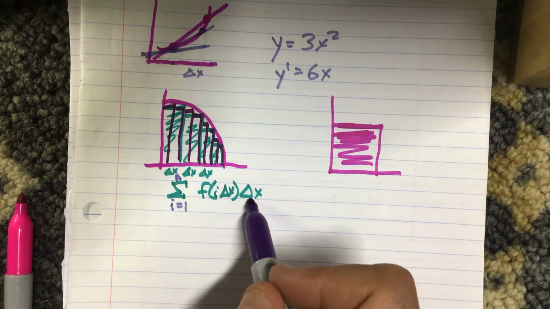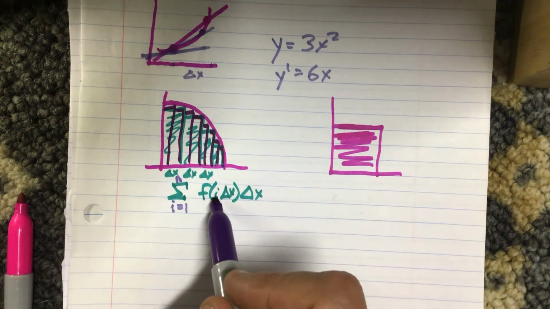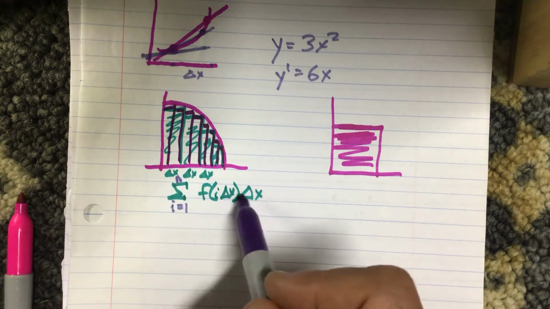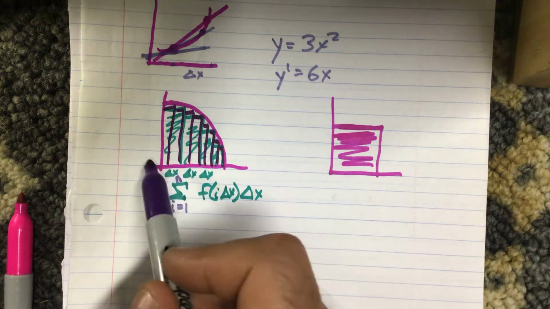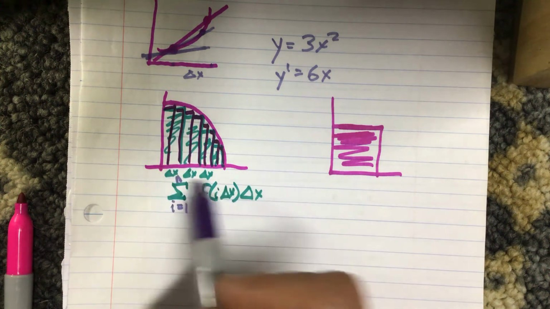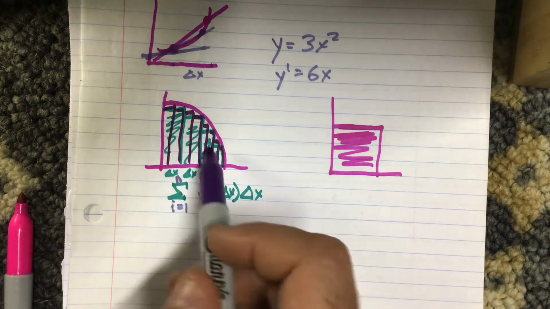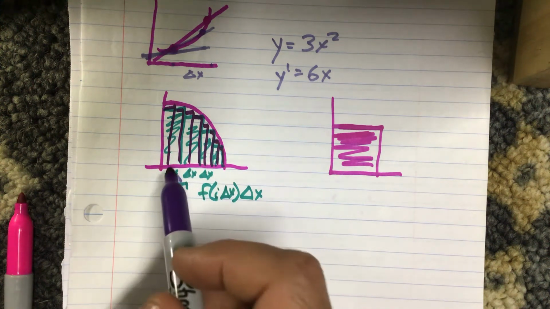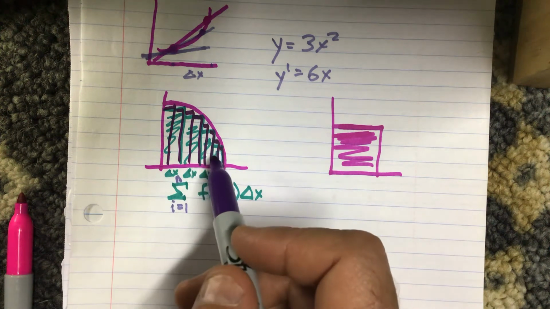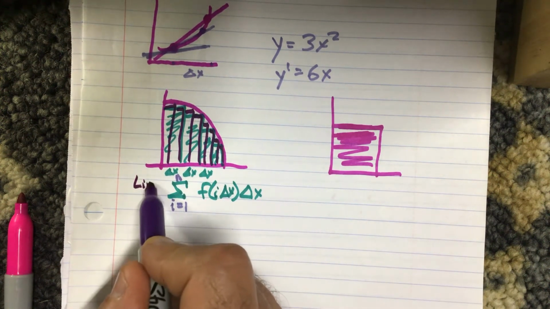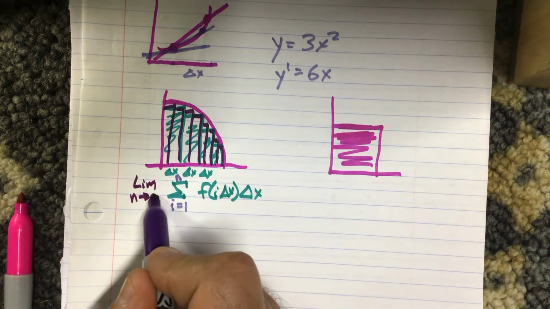That's what this is. This is delta x, and then f of x sub i, meaning the first one, the second one, the third one, the fourth one. And so this is just multiplying length times width of the first one plus length times width of the second one, and that's what this notation is doing for us. And you get a better and better approximation. And so the more rectangles you have, the better the approximation. So as n approaches infinity, this became a limit, the limit as n approaches infinity.